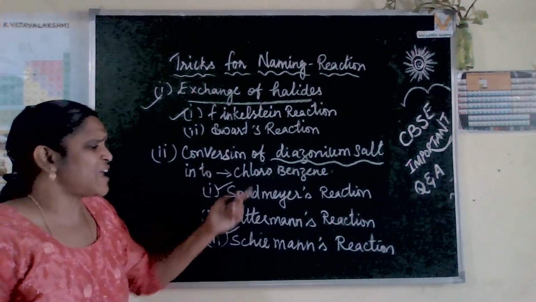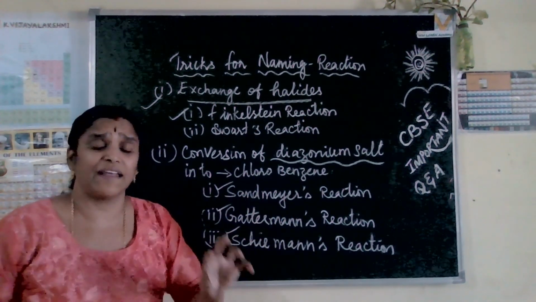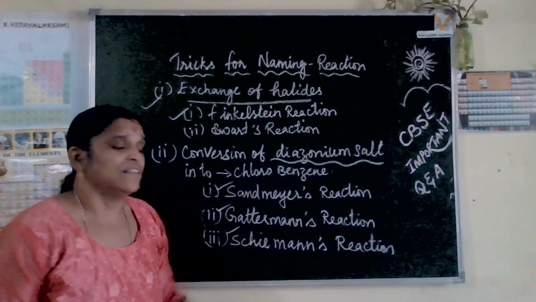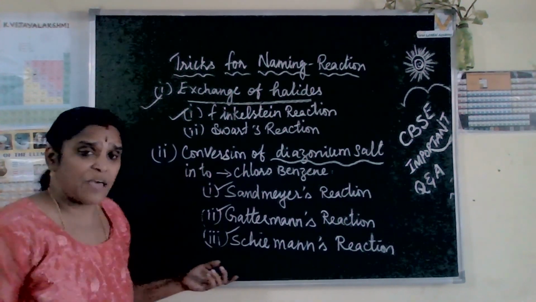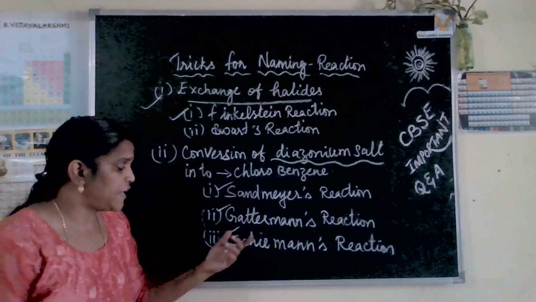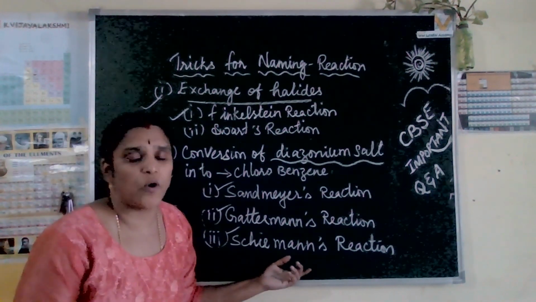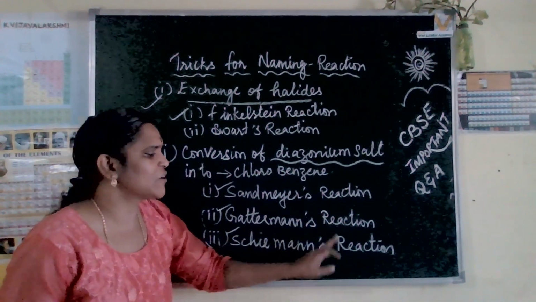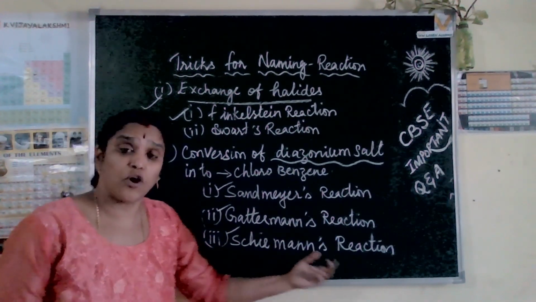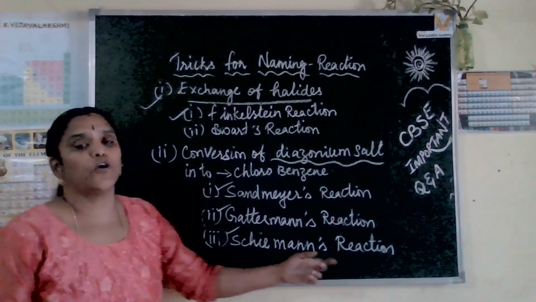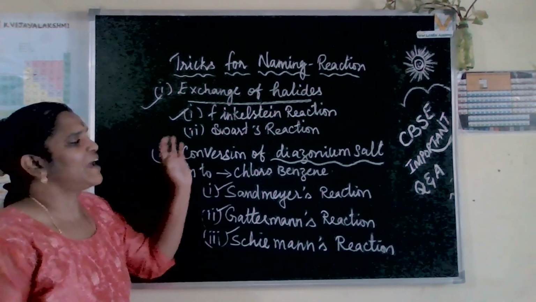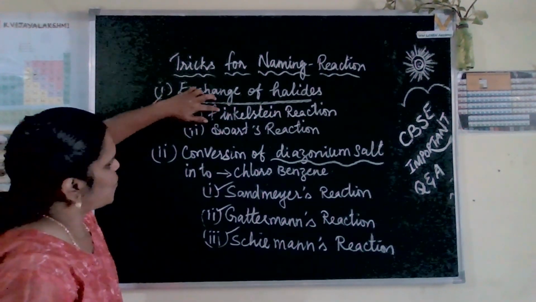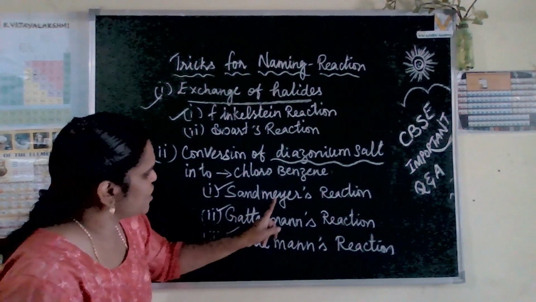And Gattermann's reaction, instead of cuprous chloride, you use copper powder. So diazonium chloride reacts with copper powder. That is Gattermann's reaction. And Schiemann's reaction, diazonium chloride reacts with fluoroboric acid. You are getting fluorobenzene. Here chlorobenzene, here fluorobenzene, with fluoroboric acid. Okay, we'll give some more ideas for that. What it is, naming reactions. I think you have gone through 1, 2, 3, 4, 5.